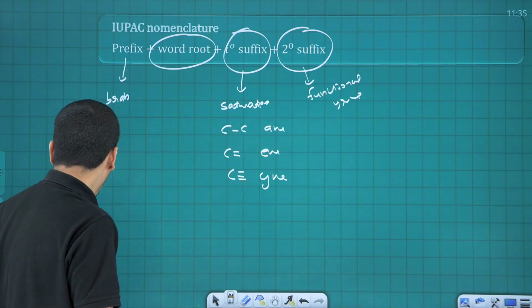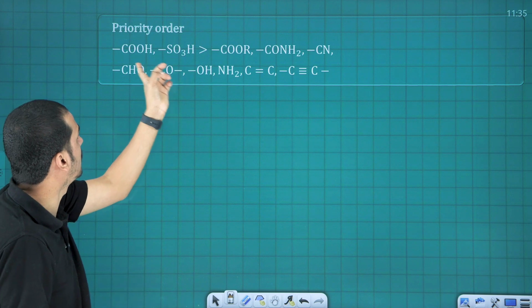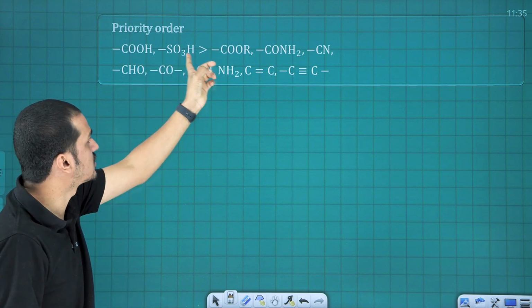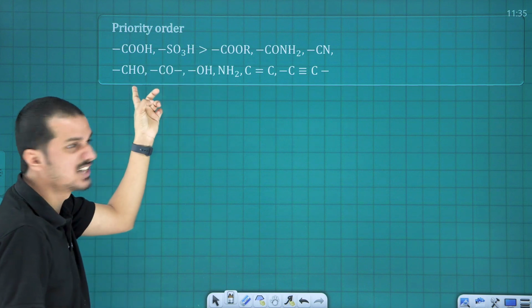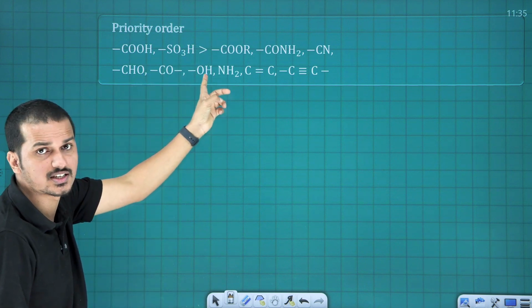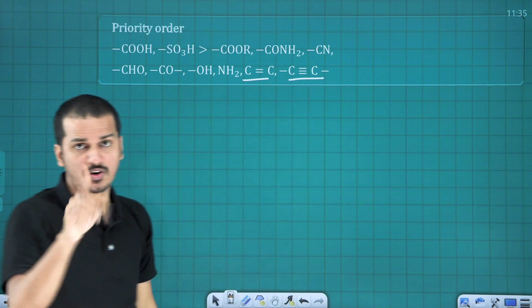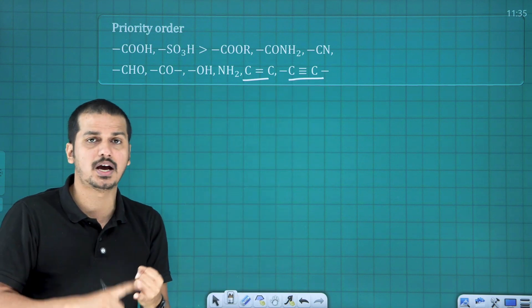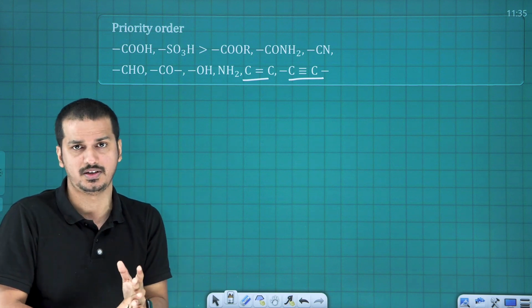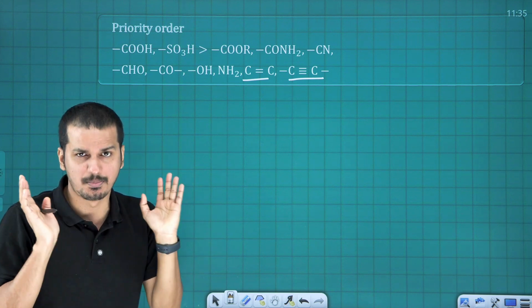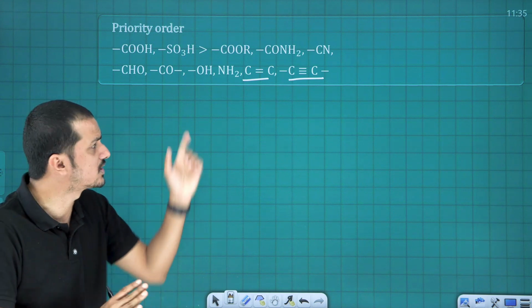Ready? So that functional group priority order I am giving here. The highest priority is for carboxylic acid, then SO3H, then COOR, then amide, then cyanide, then CHO aldehyde, then ketone, then OH, then amine, then carbon double bond, then carbon triple bond. The nitro group and halo group always come as prefix. The alkoxy group and ether group also always come as prefix. Keep that idea in mind. You have to practice a lot of questions from these areas.